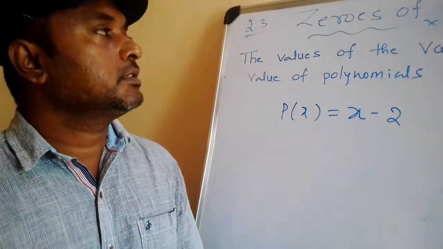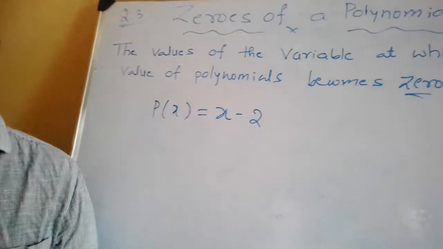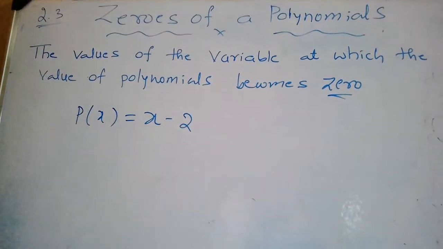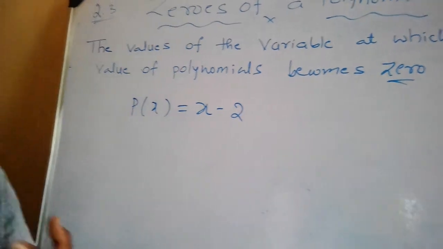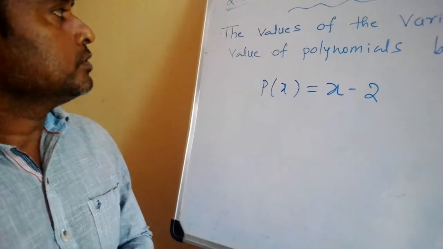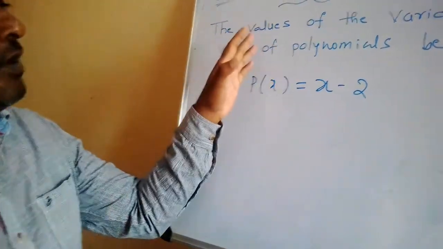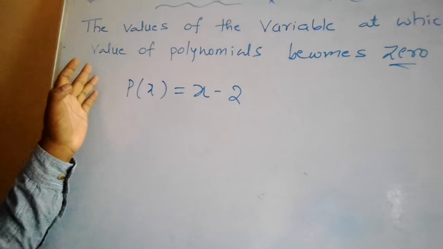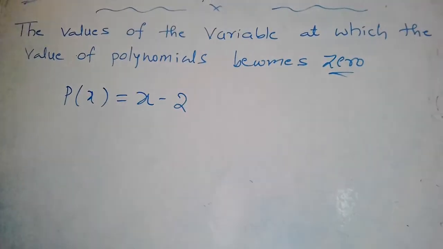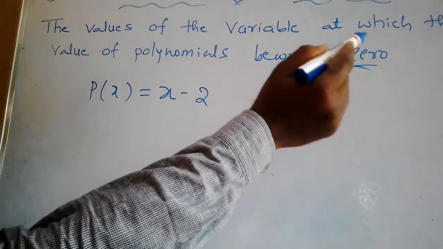So today in this class we will discuss zeros of a polynomial. This is very important, and it also continues in the next standard. So, what is called the zeros of a polynomial? The definition says: the value of the variable at which the value of the polynomial becomes zero.